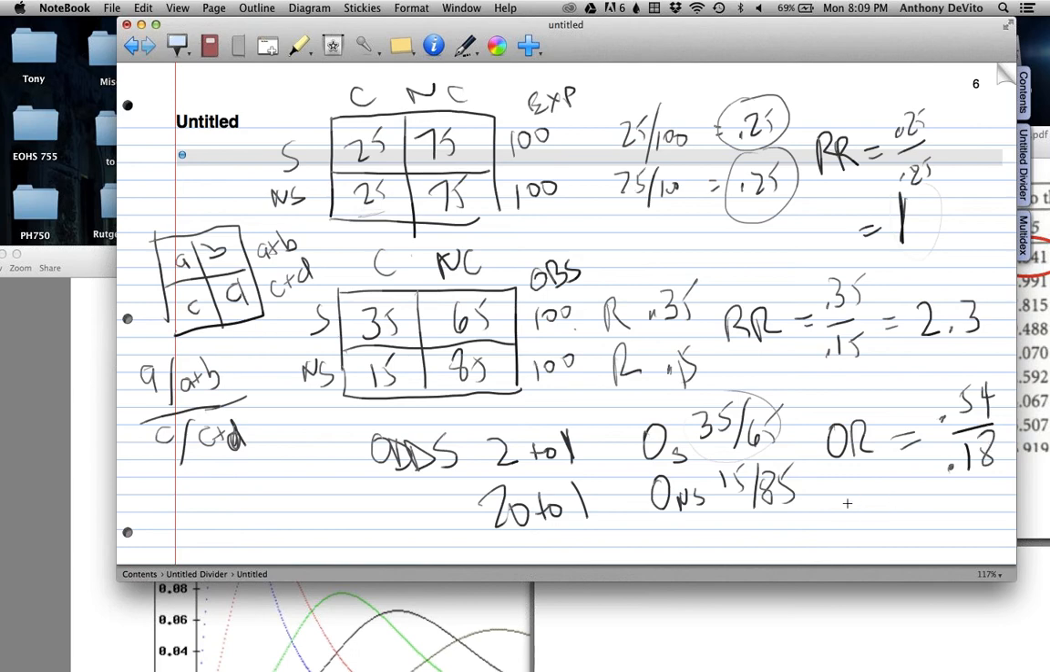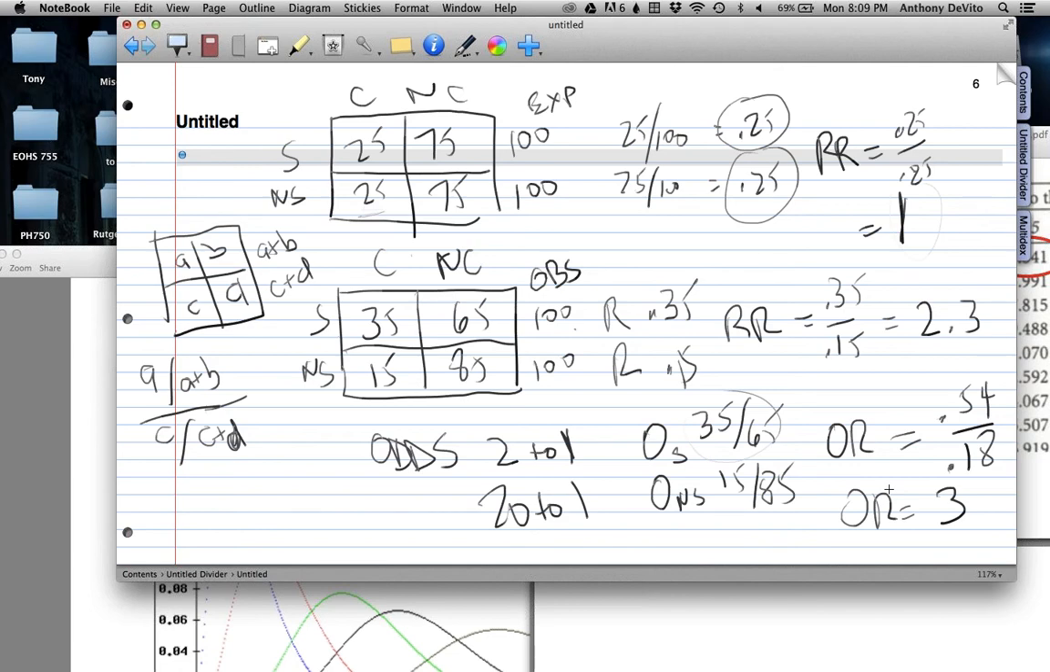Okay, so what's the odds ratio? What's 0.54 divided by 0.18? It's 3, exactly 3, right? That's what happened. So the relative risk: you're 3 times as likely to have a cough if you're a smoker as opposed to a non-smoker.